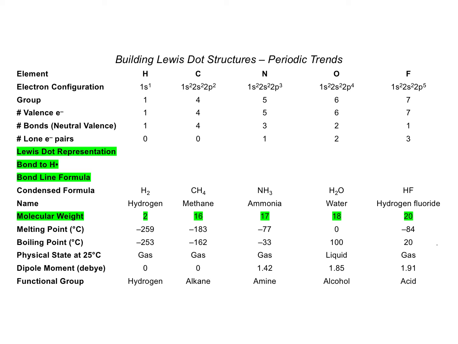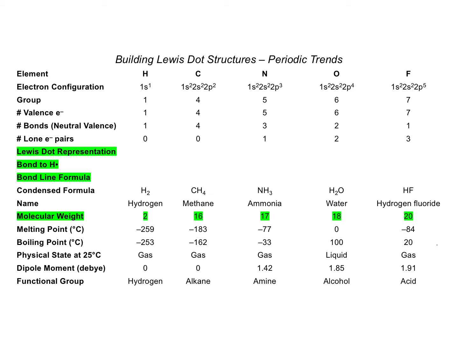So in this lecture screencast, what we're going to do is continue our discussion of building Lewis dot structures using the periodic trends, specifically electron configurations, where we're utilizing valence electrons to help us determine the bonding. And what we are going to do is convert a condensed formula such as hydrogen, methane, ammonia, water, hydrogen fluoride into a Lewis dot structure.